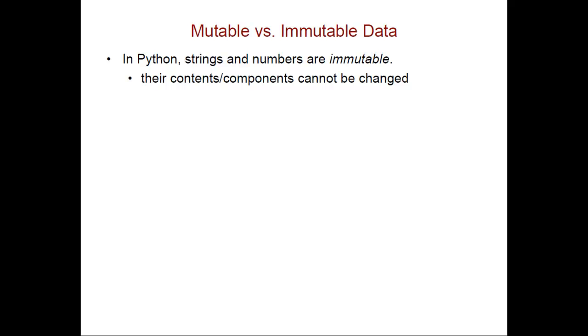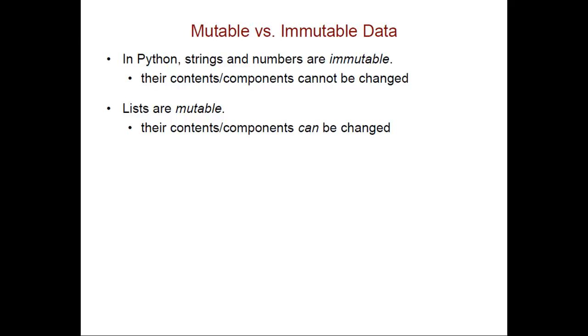It's important to distinguish between mutable and immutable data. In Python, strings and numbers are immutable, meaning that we cannot change their internals. We can't change what's inside a string or what's inside a number. But lists are mutable, meaning we can change the contents of the list.